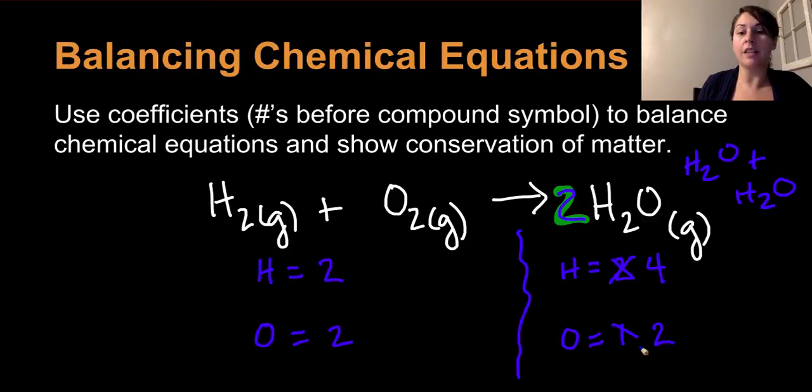The great thing is that my oxygens now match up, but my hydrogens do not. So I need to use a second coefficient over here in order to get 4 hydrogens on this side. And so if I take 2 times the 2 hydrogens that I have here, that actually gives me a total of 4. I go back and double check each one of these, so I have 4 of each of the hydrogens, I have 2 of each of the waters, and I end up with a balanced chemical equation showing that matter has been conserved in this process. And so those are the steps that I take in order to do that.